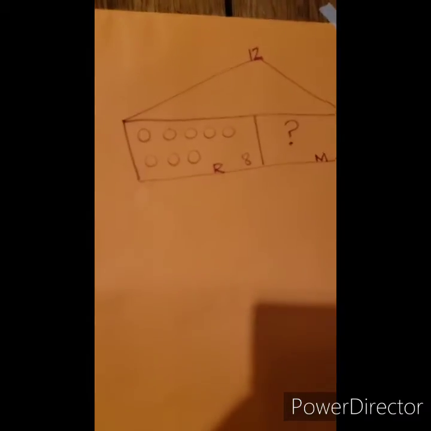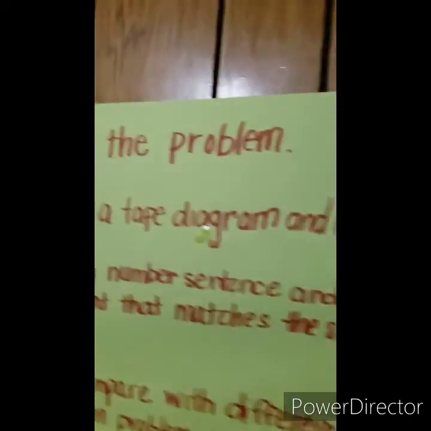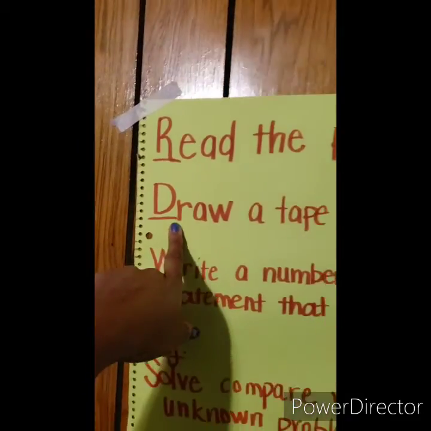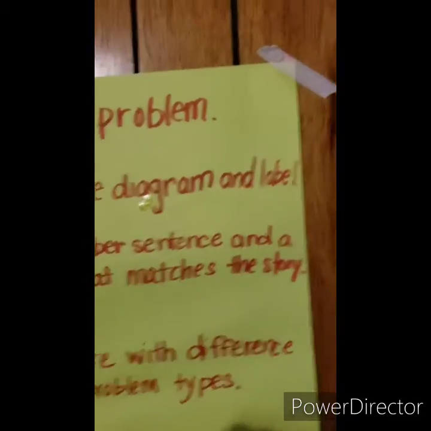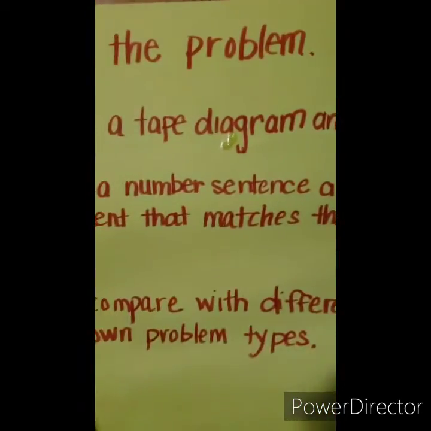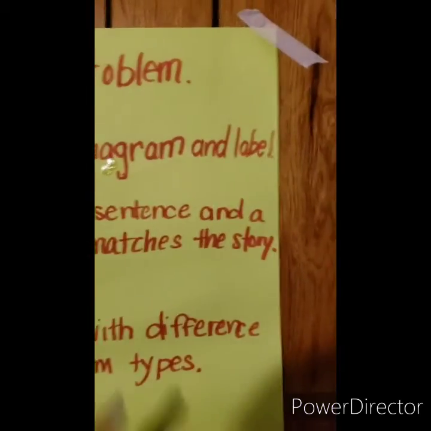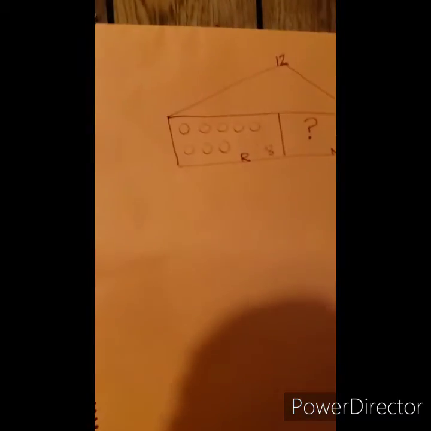Okay. So we've done the R strategy. We've already read the problem. Now we're down to the D, draw a tape diagram and label. So we just finished labeling. Now it's time for us to what? W, write a number sentence and a statement that will match the what?